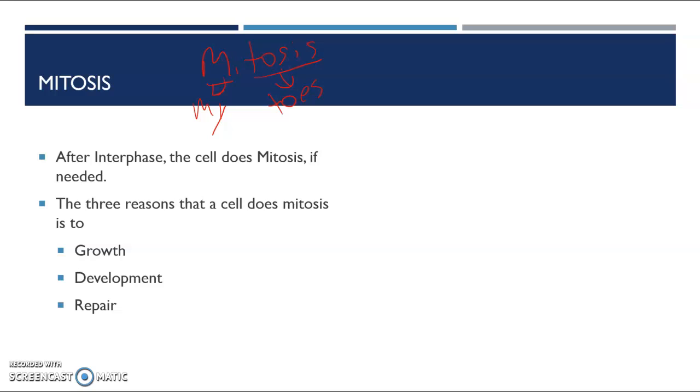We talked about that. The three reasons, and the only three reasons that a cell does mitosis, is to grow, develop, and repair. I'm going to highlight this word, if needed. The only reason we do mitosis is if we really need to. If we don't need to, we shouldn't do mitosis. This is when bad things start happening in our bodies. And those three reasons: grow, develop, repair.